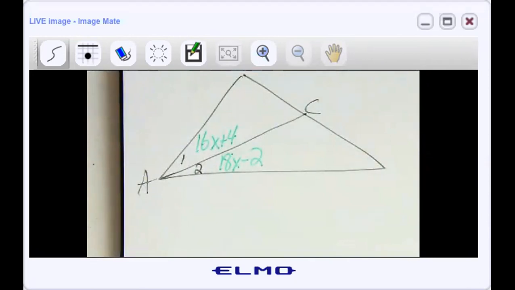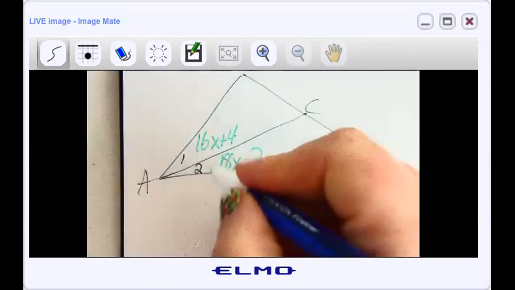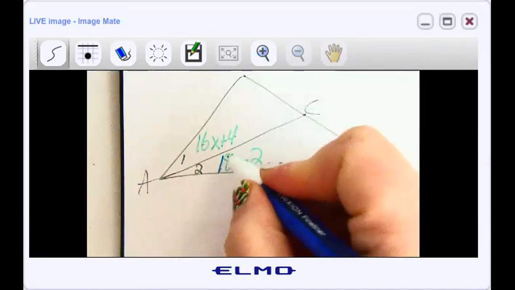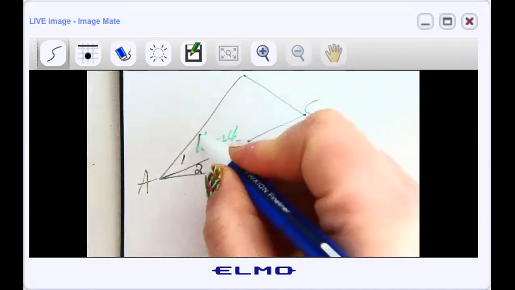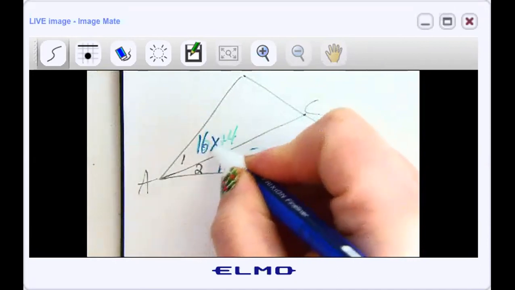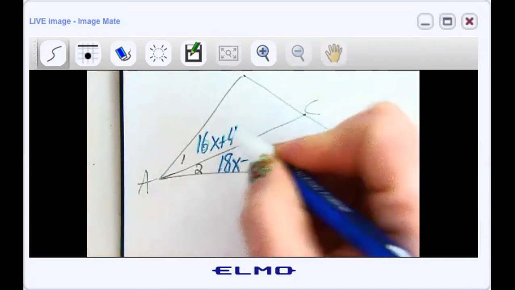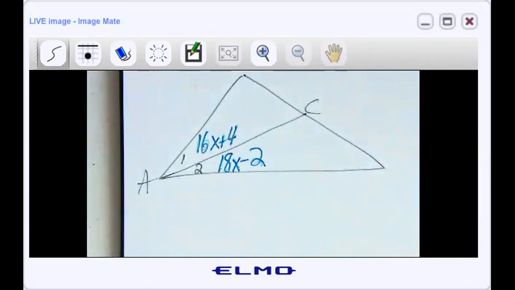Maybe my green is a little too light. I wonder if I try going over it with blue. That's better. Oh yeah, much better.